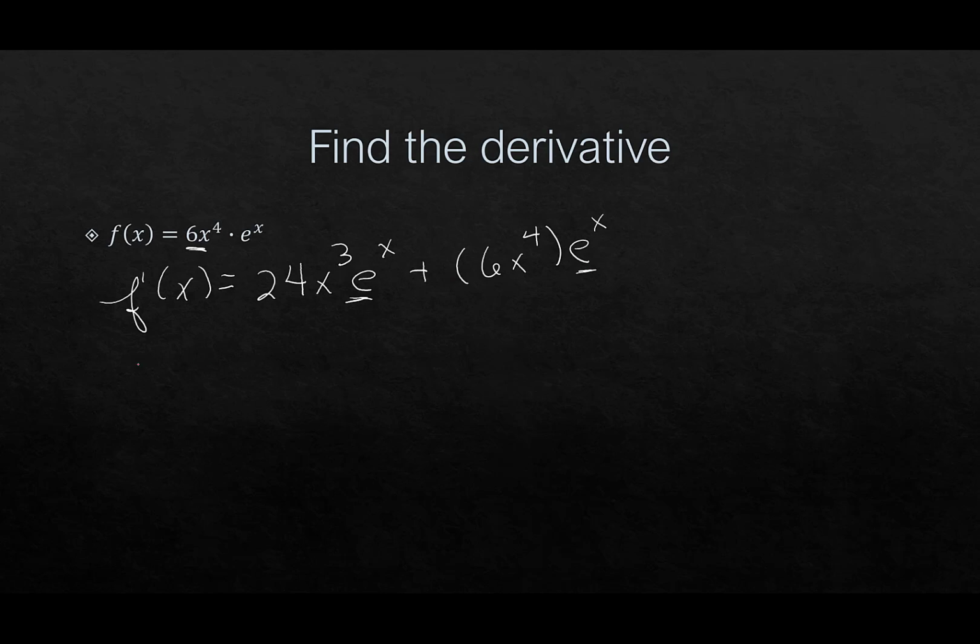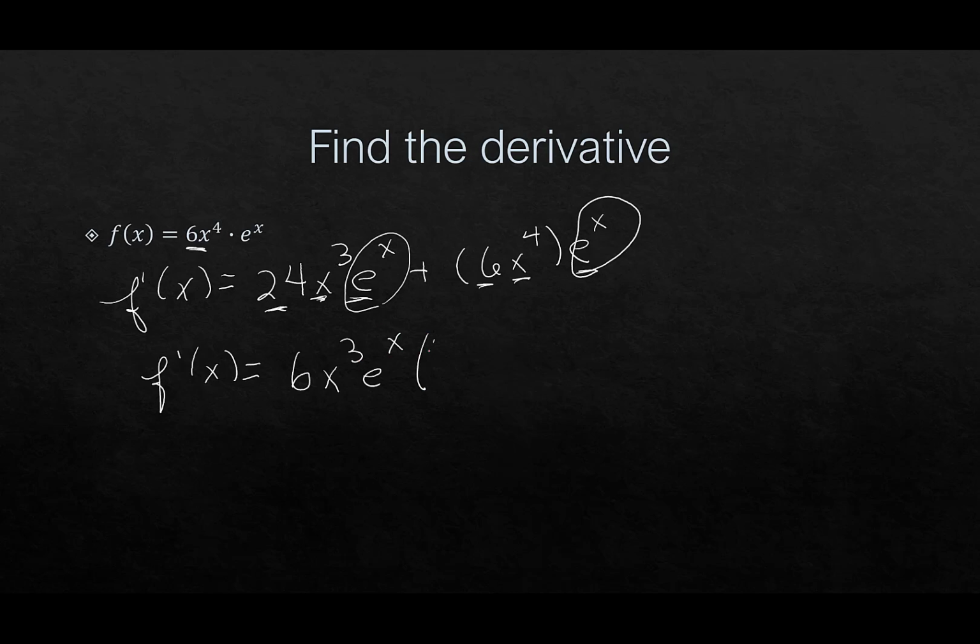Again, I could simplify this if I wanted to, because we're going to need to as the semester progresses. So I can see there's an e to the x in both, so I'm going to take that e to the x out. I also see x cubed and x to the 4th, so an x cubed can come out. 24 and 6, I can take 6 out. So I'm going to factor out 6x cubed e to the x.